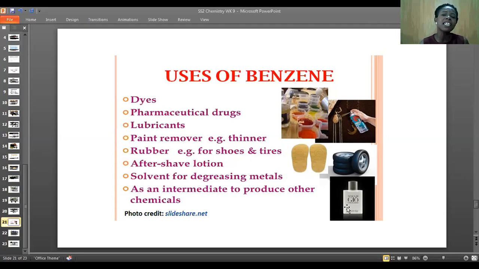It's also used as an additive in fuels, in petrol, to reduce the knocking property of the petrol. It's also used as an intermediate to produce other chemicals. So those are the uses of benzene.